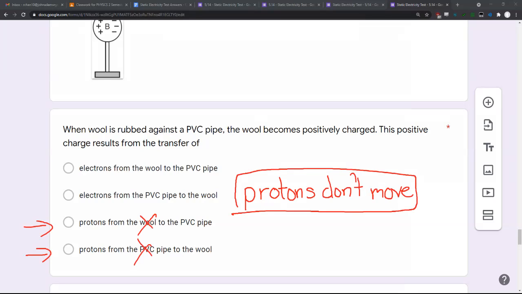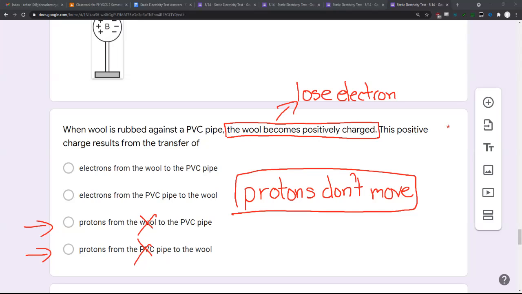Which leads to your next question, how does something become positively charged? Well, for you to become positively charged, you must lose electrons, because positively charged means you have more protons than electrons now. So if you're positively charged, you've lost electrons. So electrons are being lost by the wool and they go to the PVC pipe.